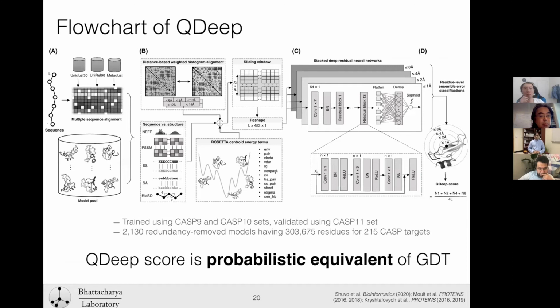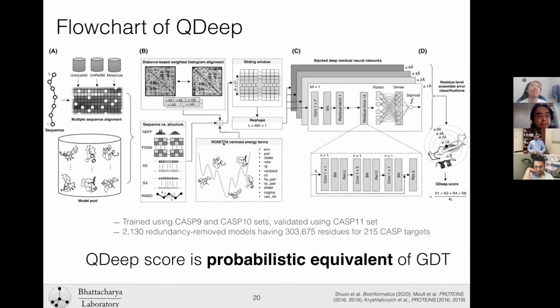So here's a flow chart of the QDeep method. From the sequence of the protein, we extract the multiple sequence alignment, and we extract the standard features, including sequence versus structure consistency and some energy terms. But then we also integrated distance-based weighted histogram alignment, meaning that we extract the distance map from the structure, and then we predict the distance maps from the sequence and figure out how similar they are. And each of these similarities is fed as a feature.